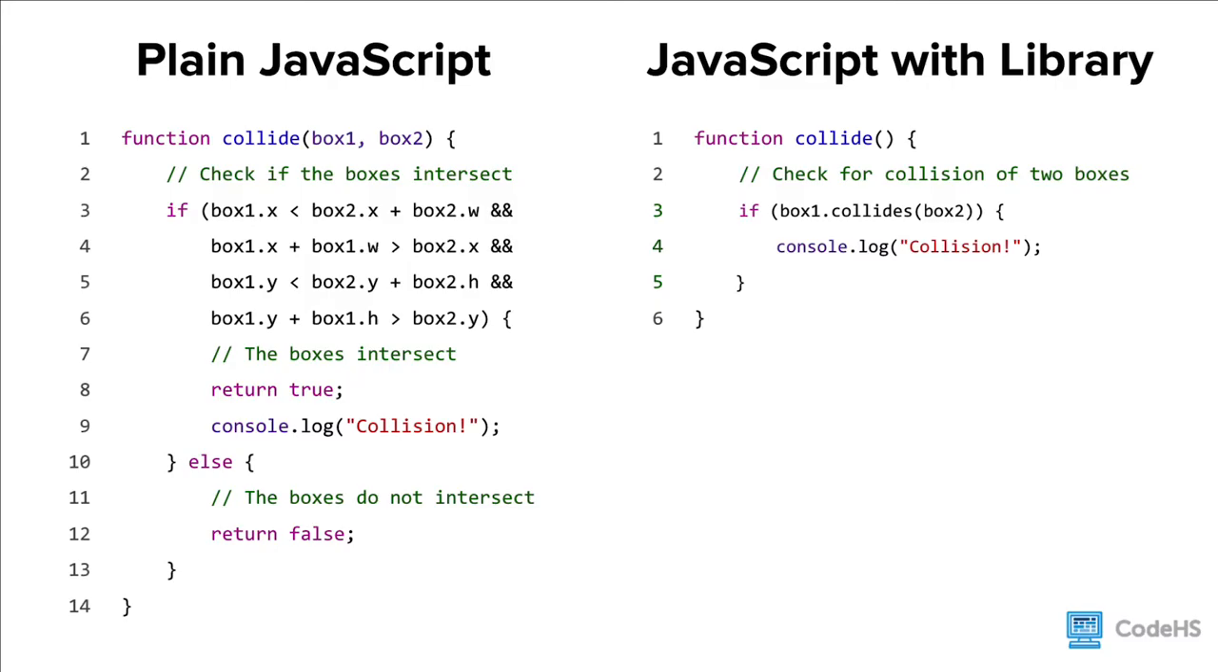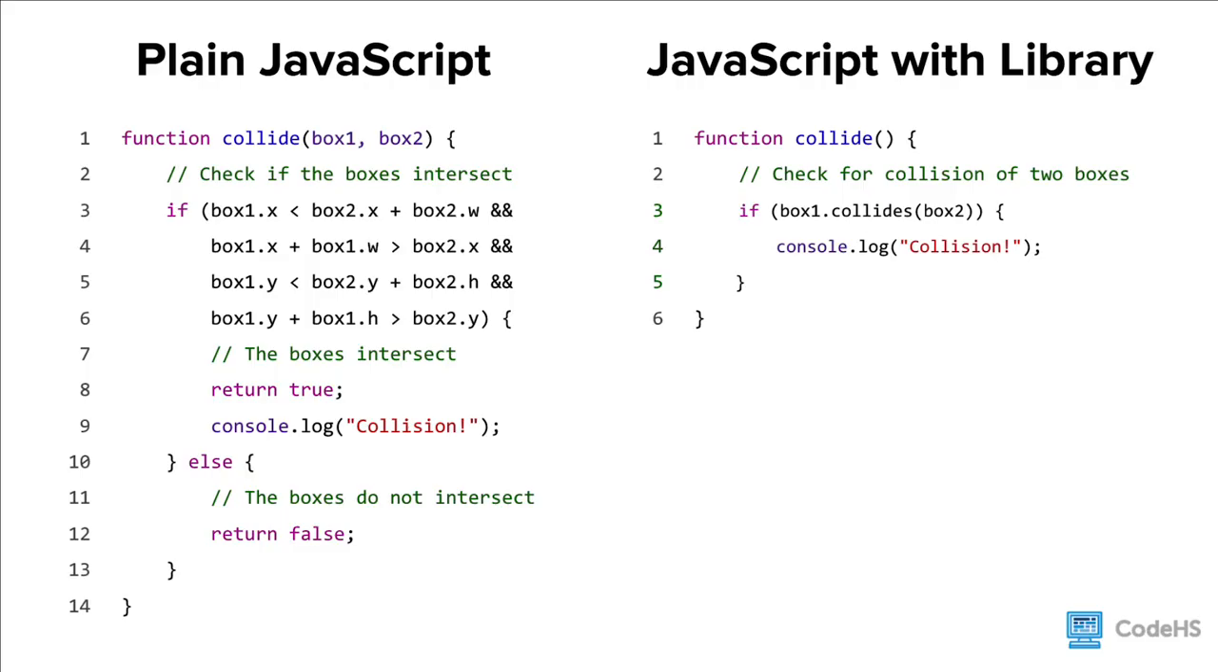The second code snippet uses pre-written code from a JavaScript library to automatically detect the collision. Now we only need to write 6 lines of code. As you can see, the code on the right is written with less code and is easier to understand as compared to the code on the left. Using pre-written libraries will often make our jobs a lot easier as programmers.